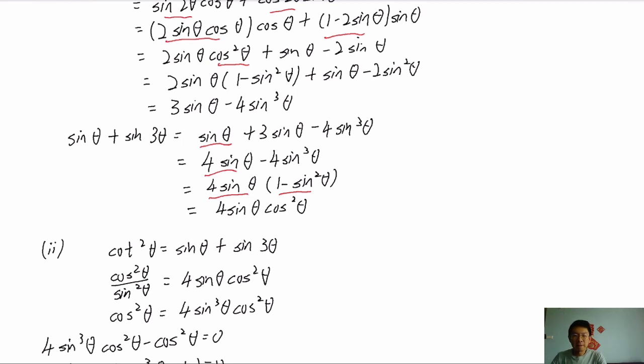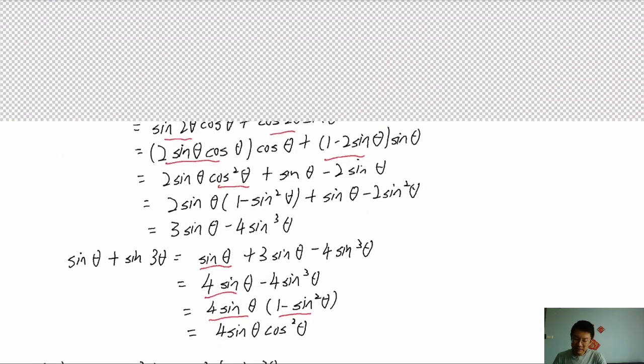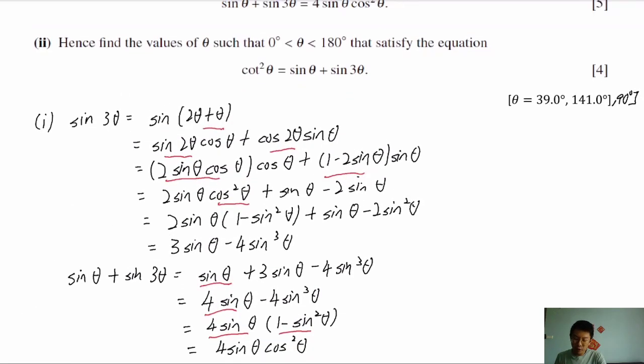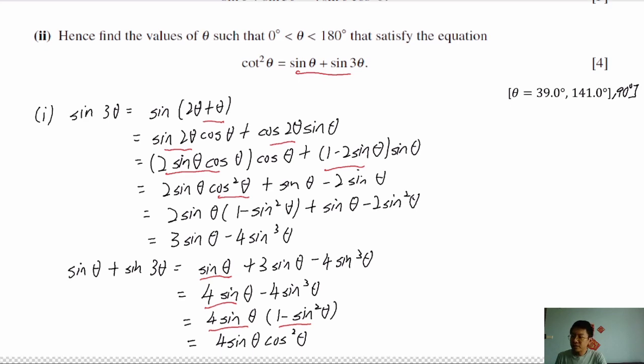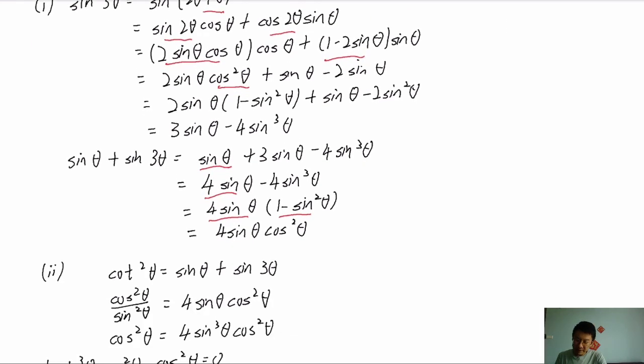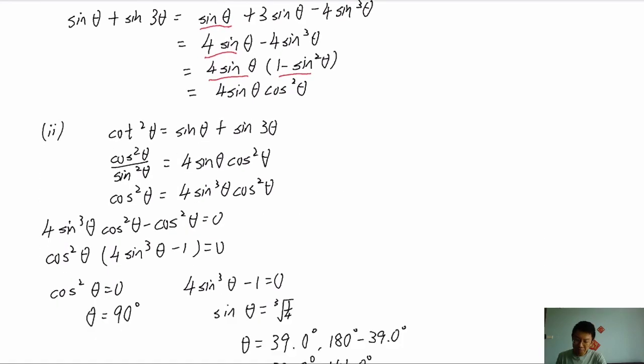Alright, so the next part is to find the values of theta, such that theta, from 0 to 180, satisfies this equation. We can see that the right hand side is something that we have proven earlier on. Most of the time we actually use the result that we have proved earlier. If we apply it, it is easier for us to solve this. So from the result earlier, this is what we have for the right hand side.